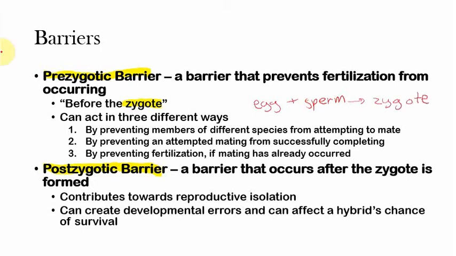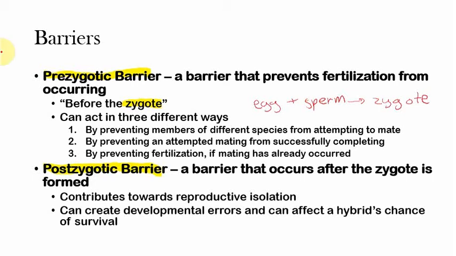So a pre-zygotic barrier is preventing the egg cell and the sperm cell from coming together in order to create the zygote. And when you talk about pre-zygotic barriers, there's usually three ways they can act, okay? The first one is by preventing members of different species from attempting to mate, so this means that there's no mating even occurring. Two, by preventing an attempted mating from successfully completing. And three, by preventing fertilization if mating has already occurred, okay?